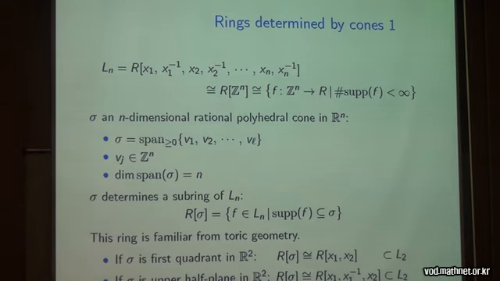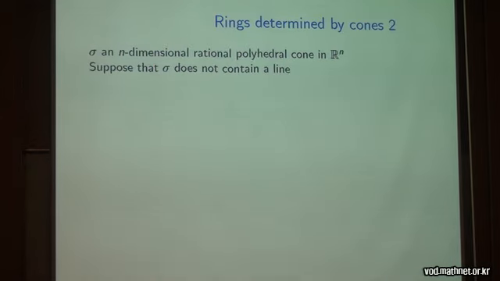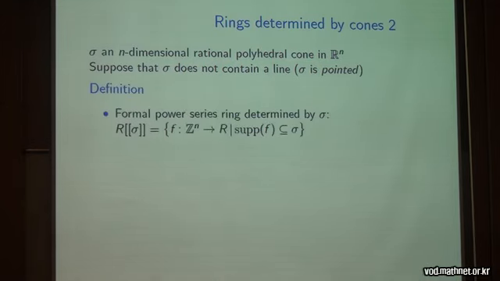These are rings kind of in the background of this whole game. But we can construct a few more, kind of more interesting ones. So if we have one of these sigmas, which in addition does not contain a line, so now I don't want anything like the upper half plane, I really want the thing to have a vertex, meaning sigma is pointed, then I can look at functions from Zn to R as before, whose support is in sigma, but I don't insist on having finite support, right? So I forget about the finiteness.